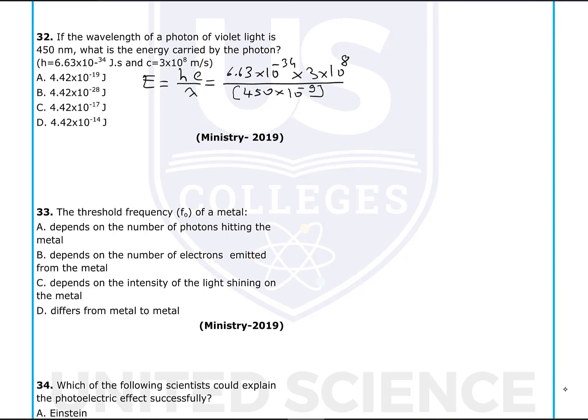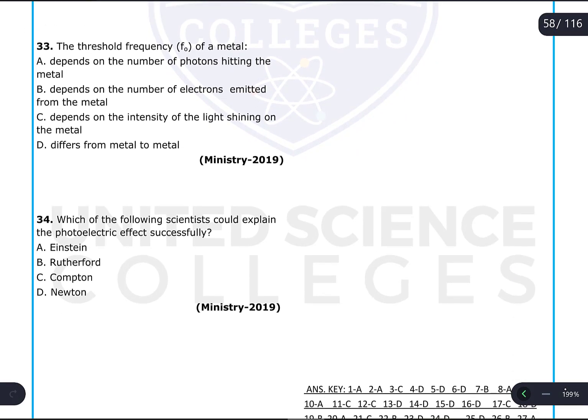6.63 times 10 to the power of negative 34 times 3 times 10 to the power of 8 divided by 450 times 10 to the power of negative 9. Close the bracket. Answer is 4.42 times 10 to the power of negative 19 joule. So answer is A.